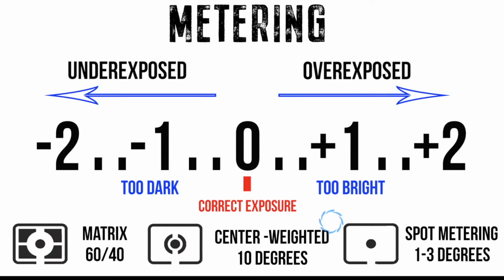Welcome back. So the next thing that we're going to take a look at is metering. So the different metering modes that are available in your camera and how metering works. And the reason we need to know this is so that we can get the correct exposure when we start shooting in manual. The video after this, we're going to start talking about shutter speed and how that works.